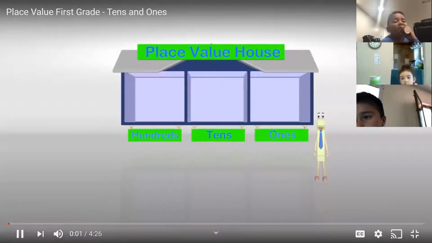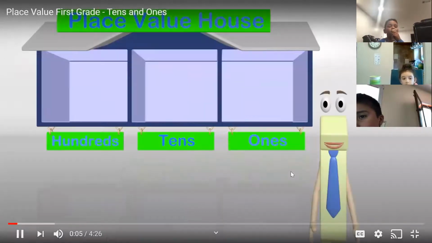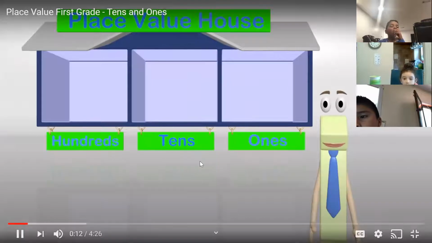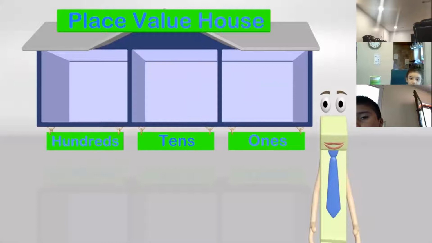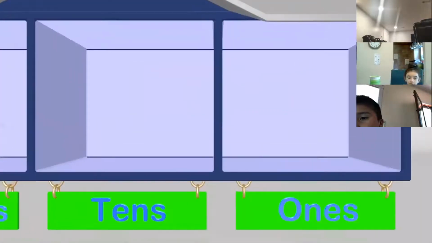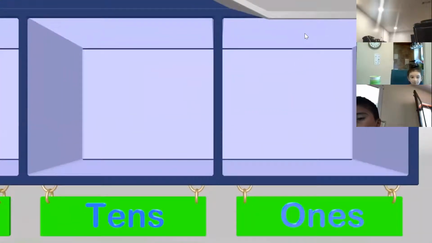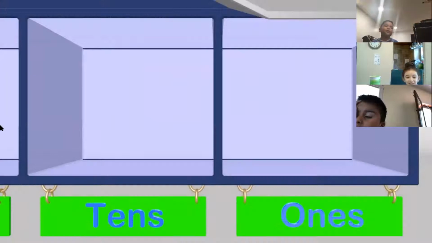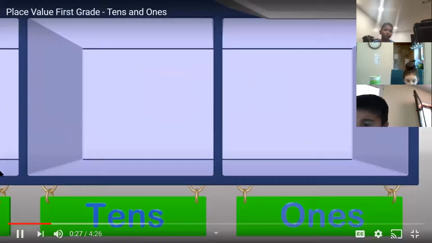Hello, kids, and welcome to the Place Value House. Today we are talking about ones and tens. I have here a Place Value House that has spots for ones, tens, and hundreds. We will only be talking about the ones and tens today. Here we have the tens and ones places. There are rules in this house that have to be followed, and one of the rules is that you can only have one digit in each room.